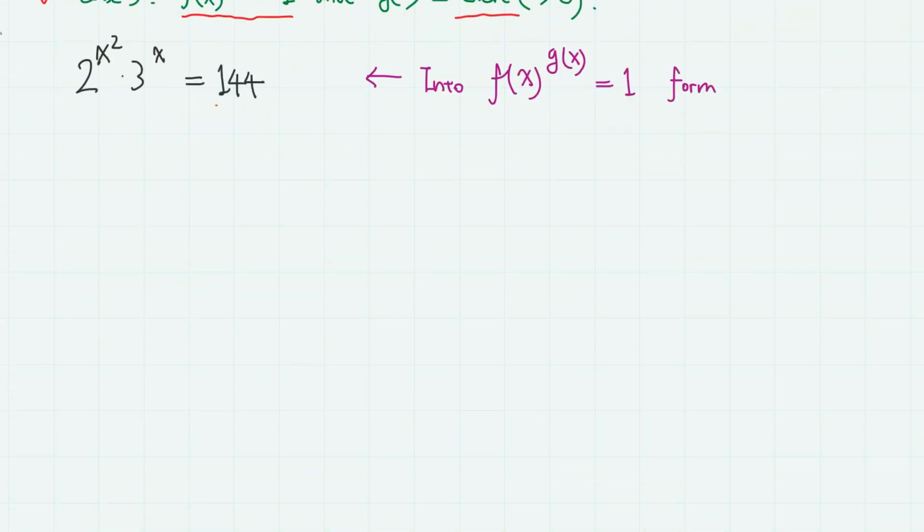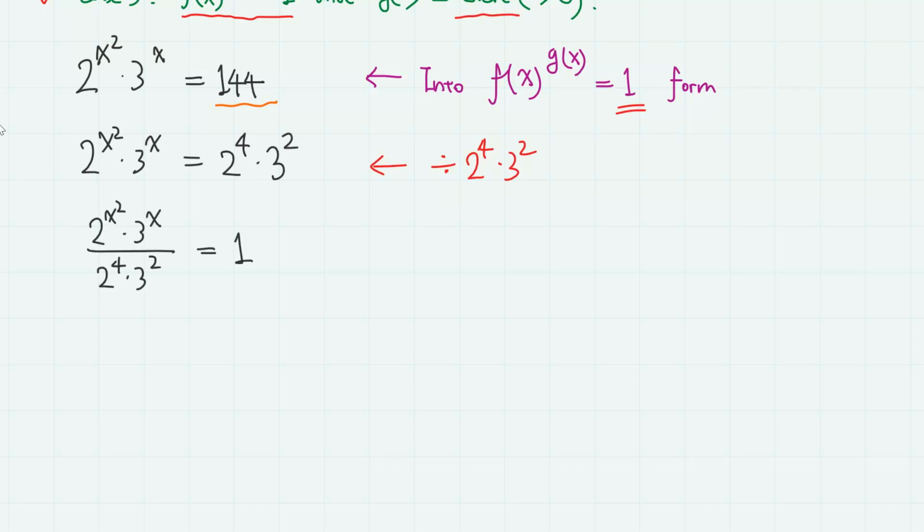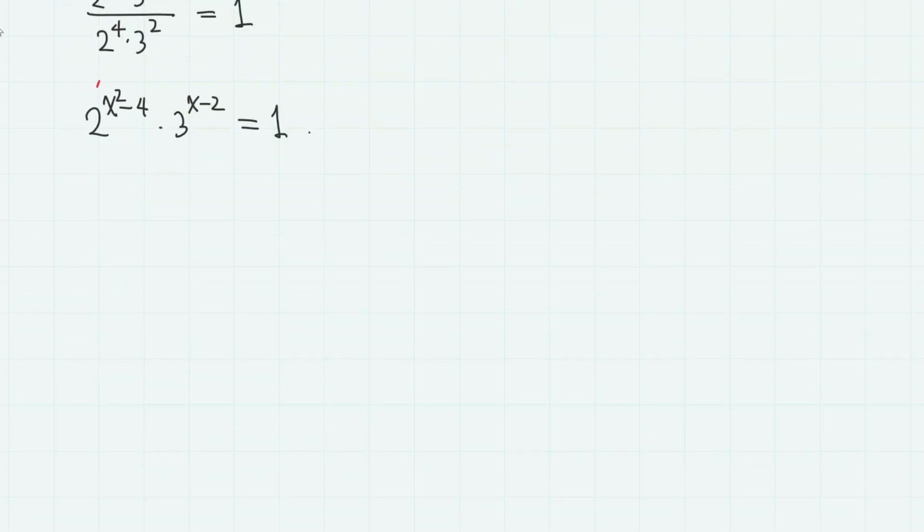We can easily find the prime factorization of 144, which is 2 to the power of 4 times 3 squared. Now, in order to make the right-hand side 1, we divide both sides by 2 to the power of 4 times 3 squared, which gives this, which can be written as 2 to the power of x squared minus 4 times 3 to the power of x minus 2 equals 1. Here we can factor this x squared minus 4 and write 2 to the power of (x minus 2)(x plus 2) times 3 to the power of x minus 2 equals 1.